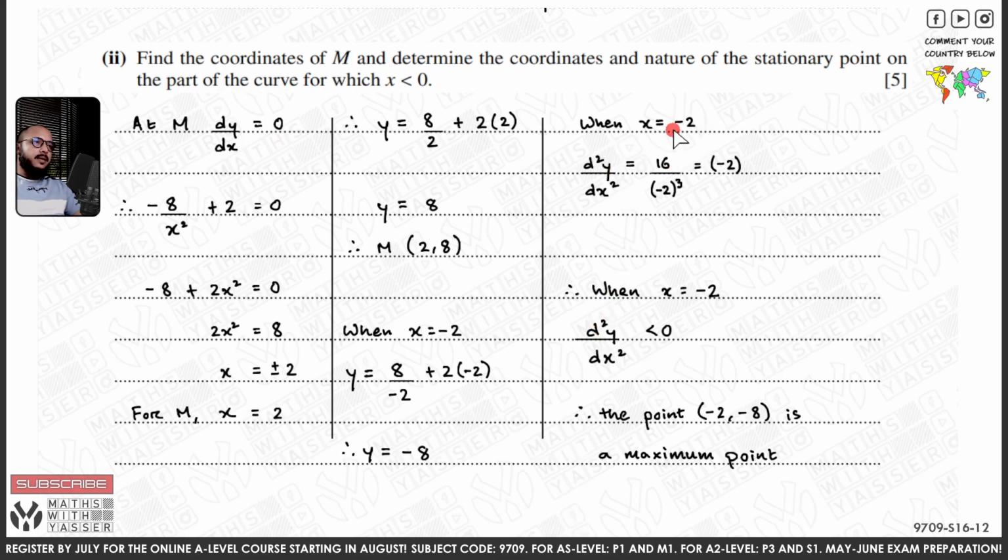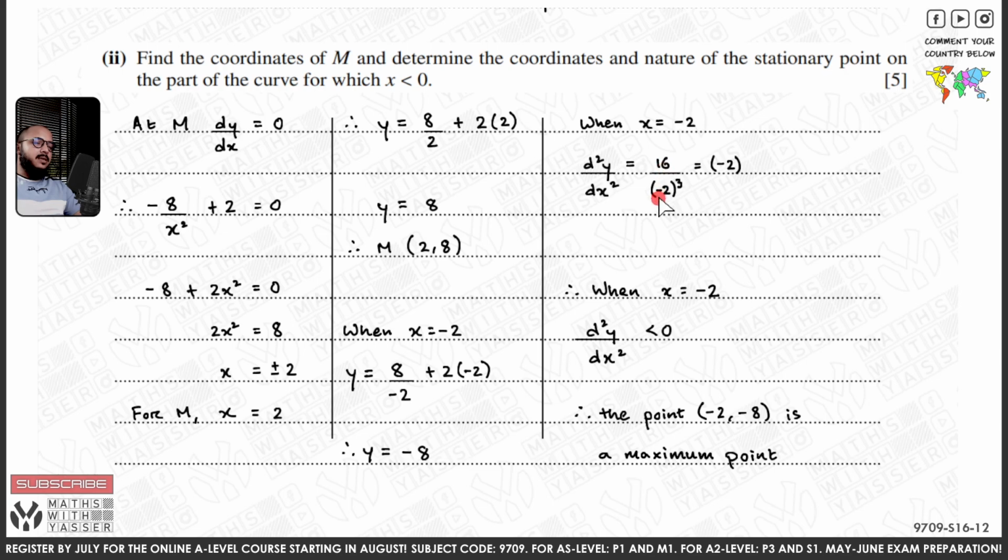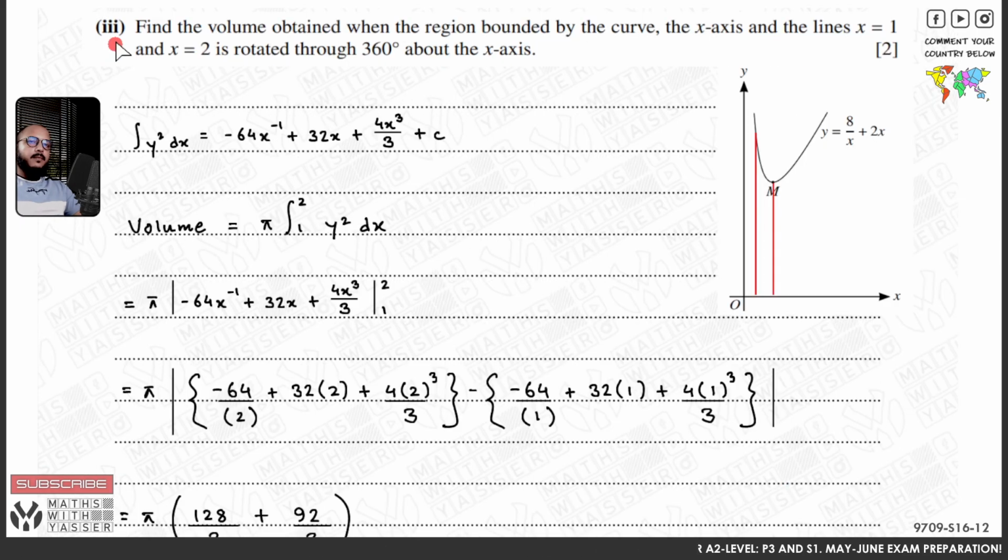Now let's put it to test to figure out what kind of stationary point it is, whether it is a maximum or a minimum. So substituting x equals negative 2 into the second derivative, which is 16 over negative 2 cubed, gives us negative 2. Since for x equals negative 2 we are getting a value which is less than 0, that means the point (-2, -8) is a maximum point. This will be a maximum point.